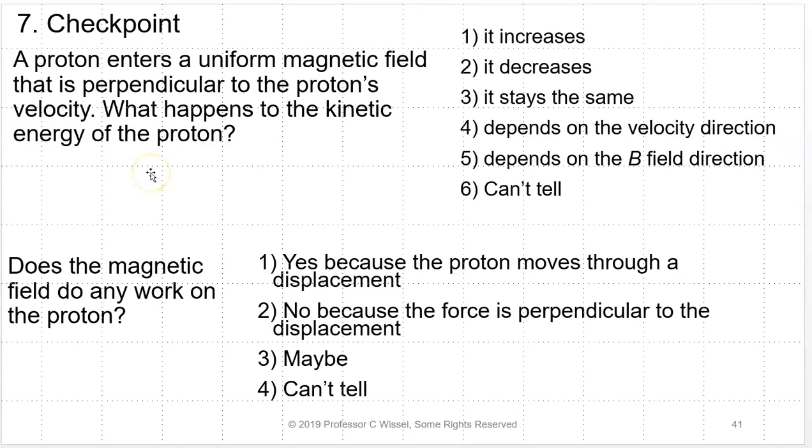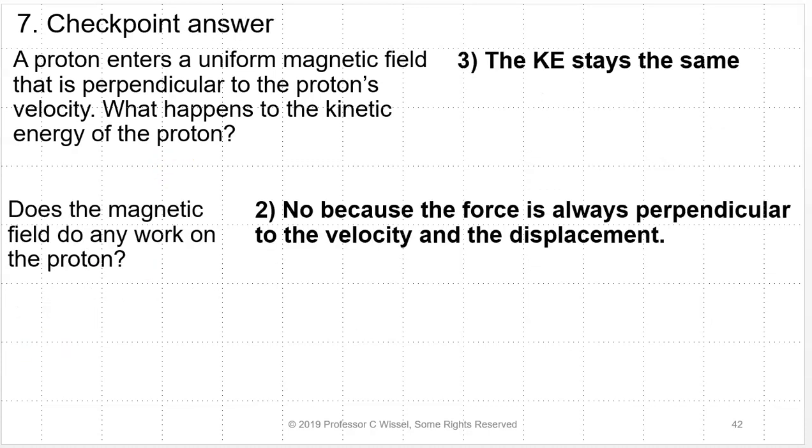A proton enters a uniform magnetic field that is perpendicular to the proton's velocity. What happens to the kinetic energy of the proton? The kinetic energy does not change. The magnetic field also does not do any work on the proton. So kinetic energy stays the same, because the force is always perpendicular to the velocity and the displacement.